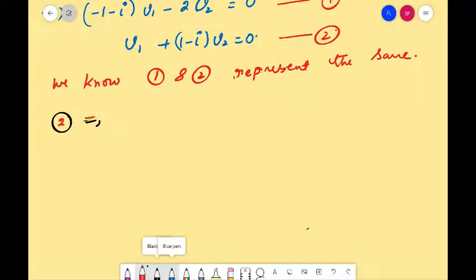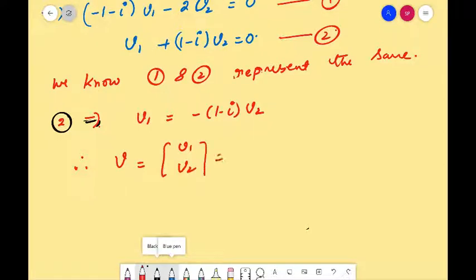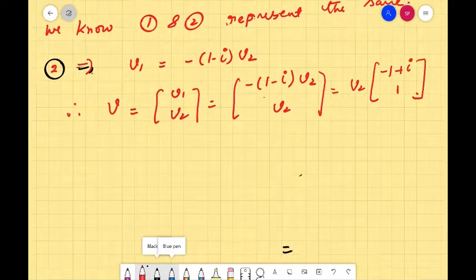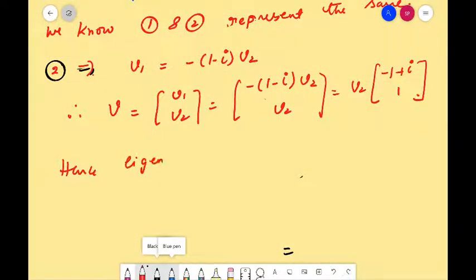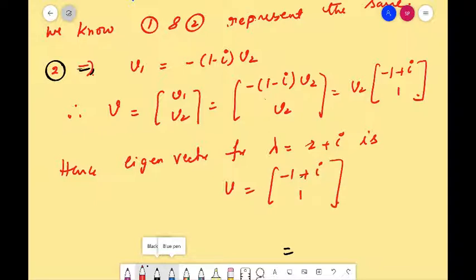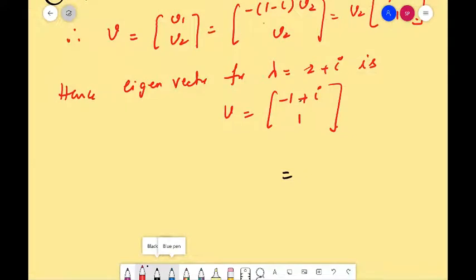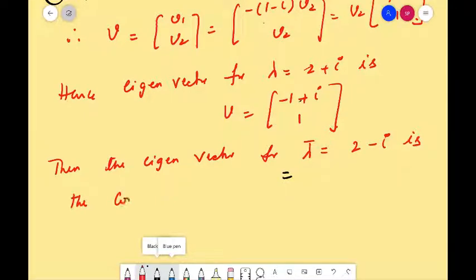So I will consider equation 2, which implies we have V1 = −(1 − i)V2. Therefore the eigenvector V = (V1, V2) = (−(1 − i)V2, V2) = V2 times (−1 + i, 1). Hence, the eigenvector for λ = 2 + i is V = (−1 + i, 1). Then what will be the other eigenvector? The eigenvector for λ bar = 2 − i is the conjugate of V.